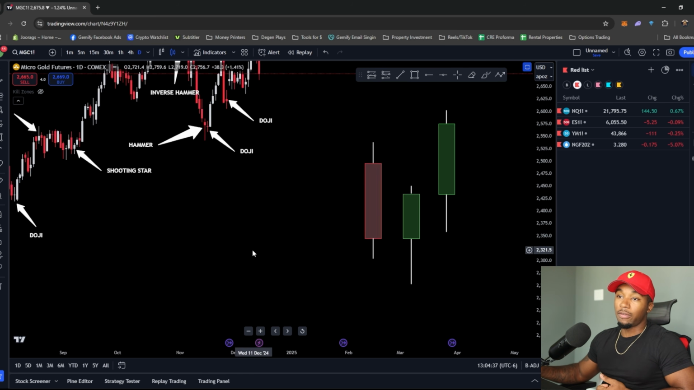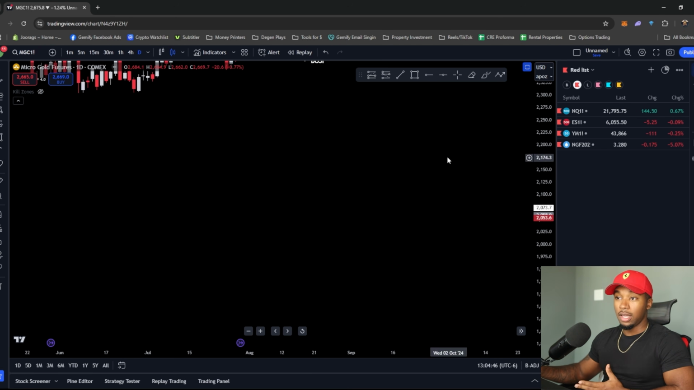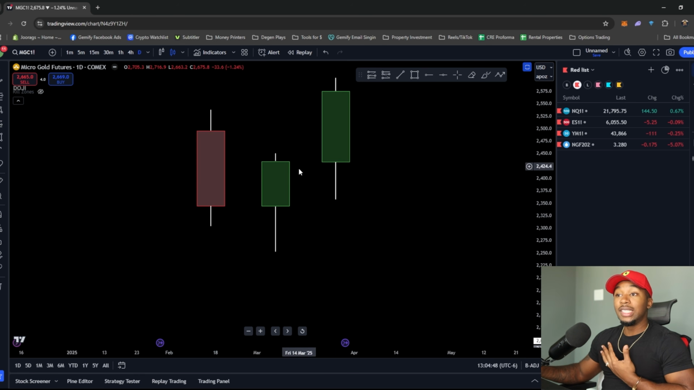Now, there are a bunch of different shapes and sizes. If we zoom out, as you see, there are a bunch of different shapes and sizes, but all these basically tell you exactly what's going to happen next. What I mean by that is a lot of times we can look at the wicks, the sizes of the body, the size of the wicks, and the colors of the candles, and it'll actually tell us what the next candlestick will do, whether it will go up or come down.